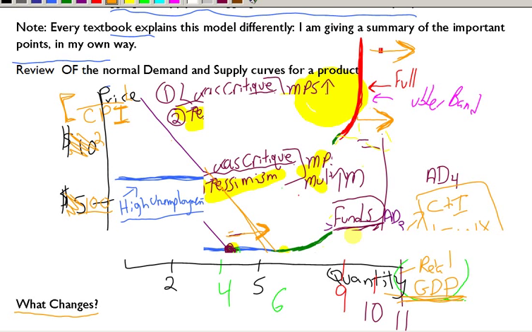So I'll make a couple of other videos with other little details later, but this gives you most of the framework for aggregate demand and aggregate supply that you need in order to understand what's going on.